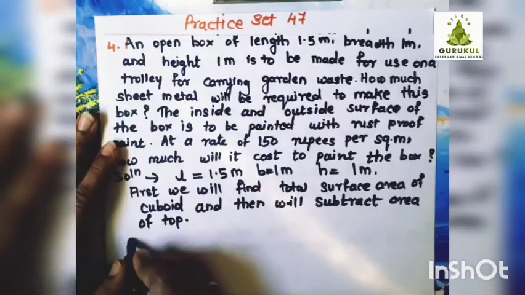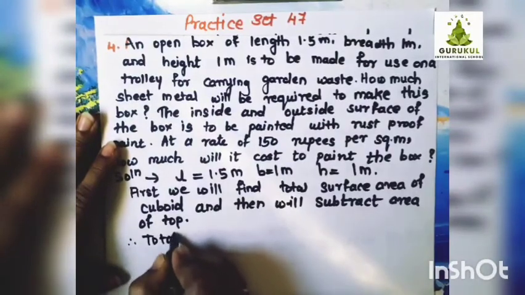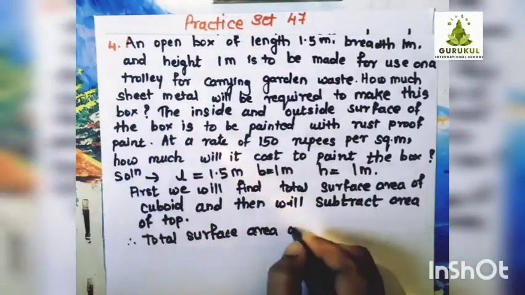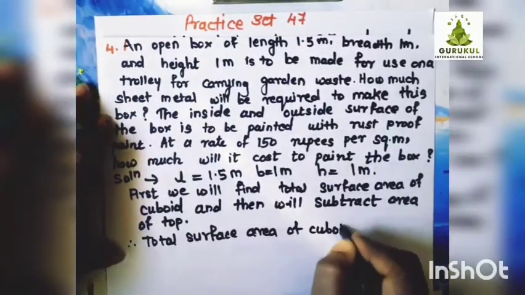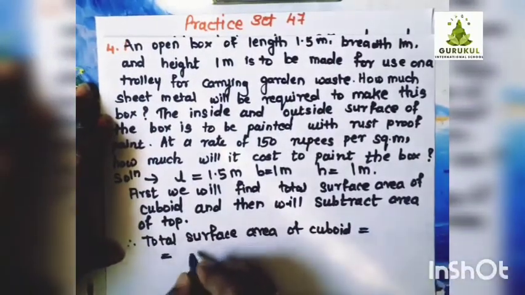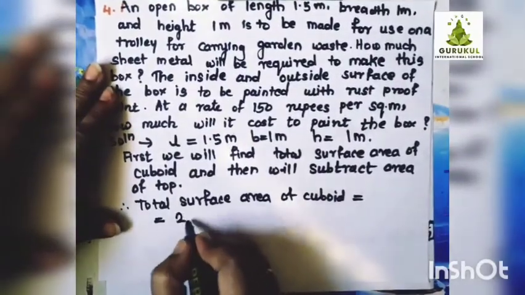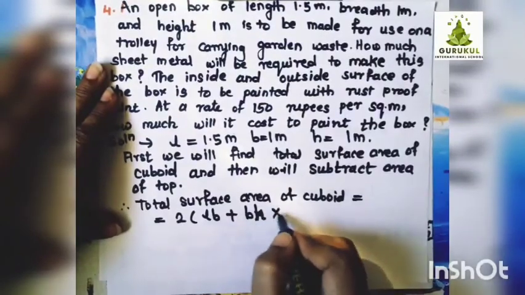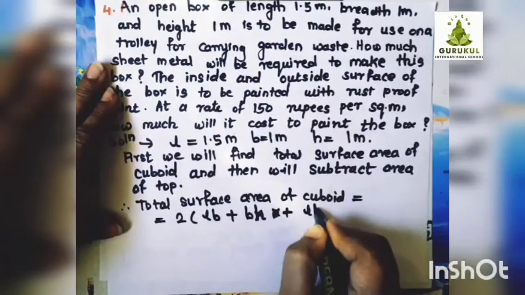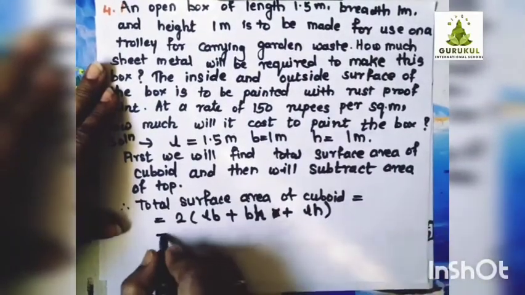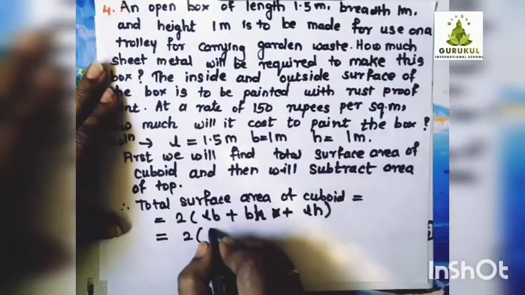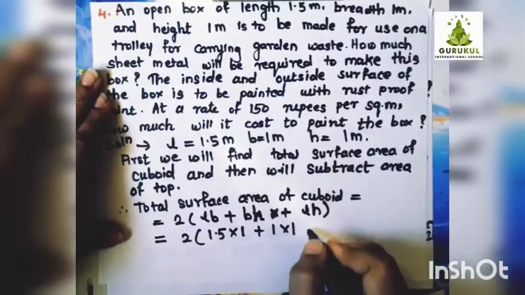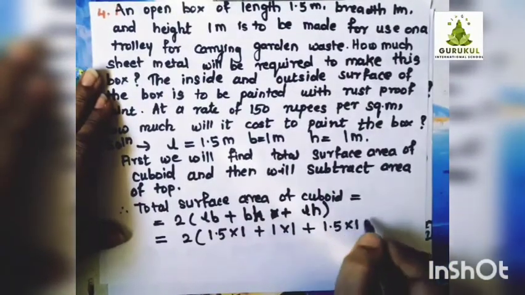We'll write down, therefore, the total surface area of the cuboid is equal to 2 into bracket LB plus BH plus LH, that is, length into height. Substitute the values. L is 1.5 into 1 plus 1 into 1 plus 1.5 into 1.